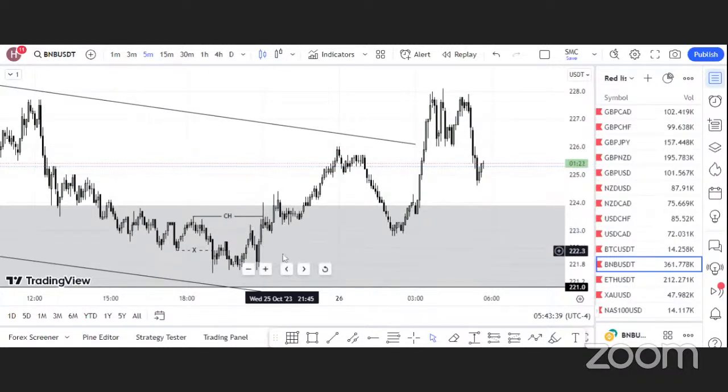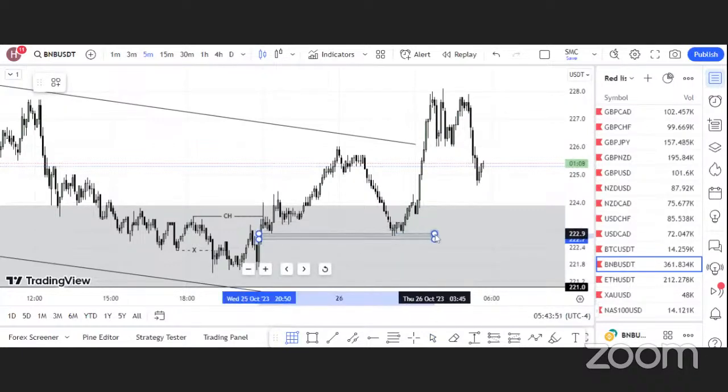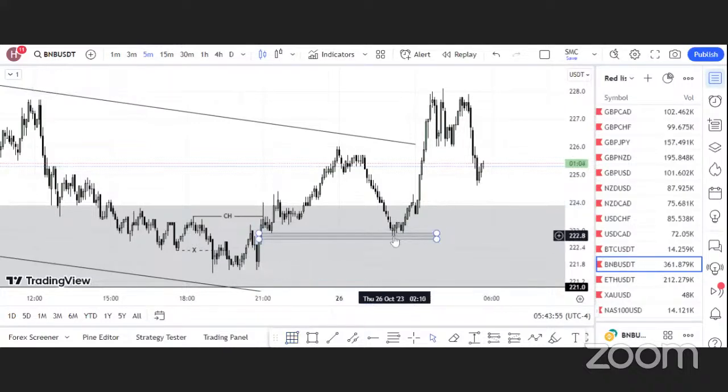And okay, so we have this other block, we have this fair value gap, and I think the market filled the fair value gap area. Yeah, the fair value gap got filled. Yes, it dived in deep into the 50%, and you see how the market went straight up. Okay, so my entry would have been around this area.